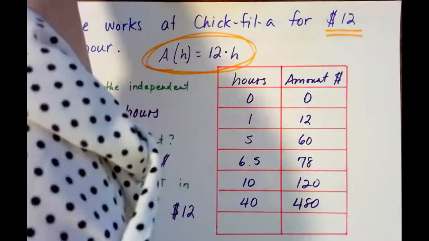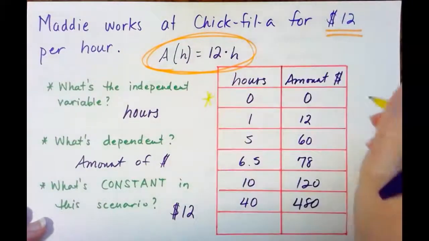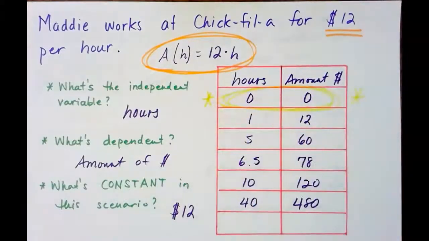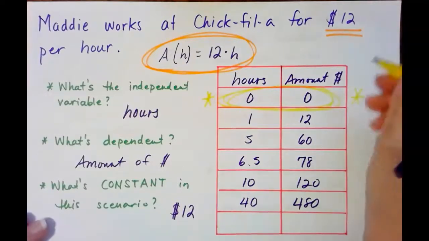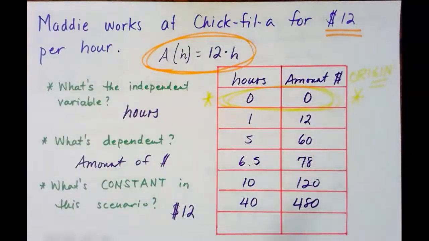Now, one thing that you do need to keep in mind is that every single direct variation will have (0, 0) as a point that can be graphed. A direct variation always passes through the origin.